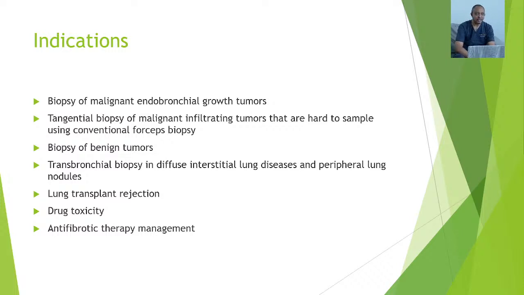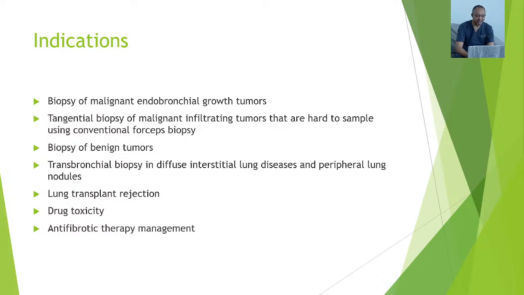Let us look at some of the indications for these cryobiopsies. Number one, and frequently, is biopsy of malignant endobronchial growths. The good thing with this is that it will give you a big chunk of tissue which you can use not only for histopathology, but also for tests like immunohistochemistry, which sometimes is a challenge when you just submit bronchoscopic forceps biopsy.